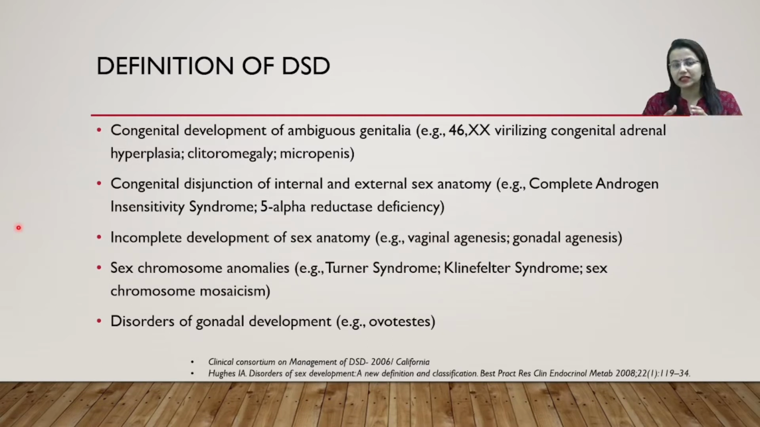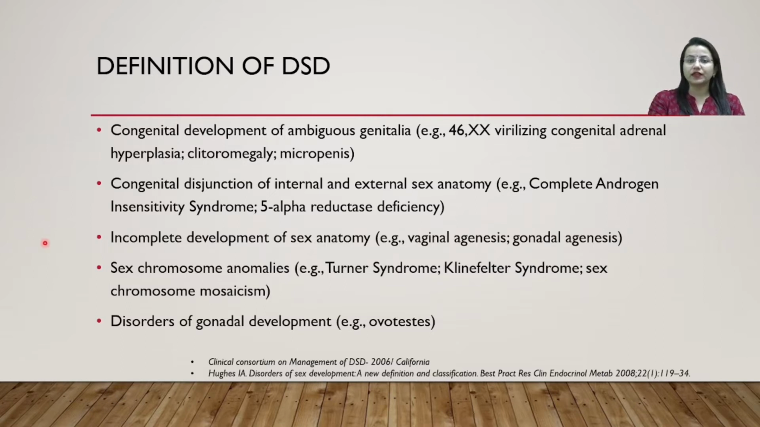How do we define DSDs? It could be due to the congenital development of ambiguous genitalia, like the presence of clitoromegaly or micropenis, or there could be a disjunct between the internal and external sexual anatomies, like in congenital complete androgen insensitivity syndrome or 5 alpha reductase deficiency, where chromosomally there is a male child, while that child has a presentation like that of a girl or has genitalia resembling that of a girl.